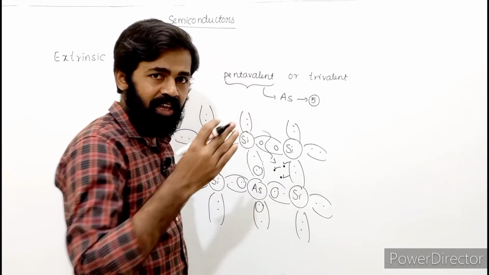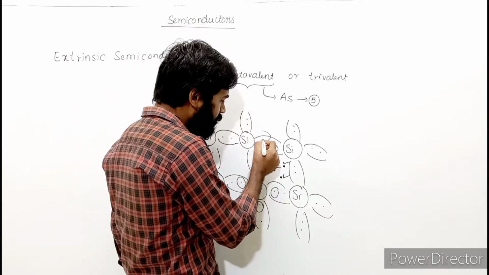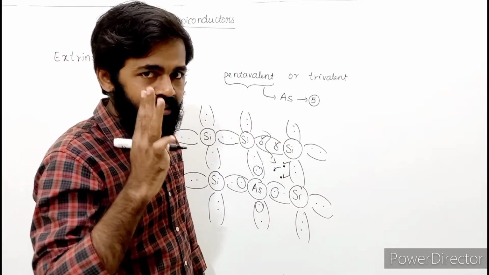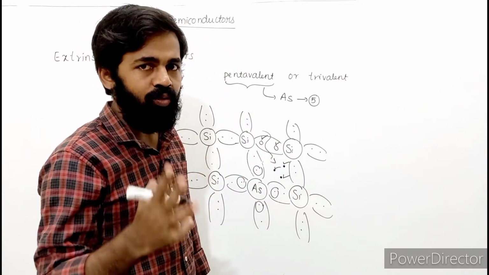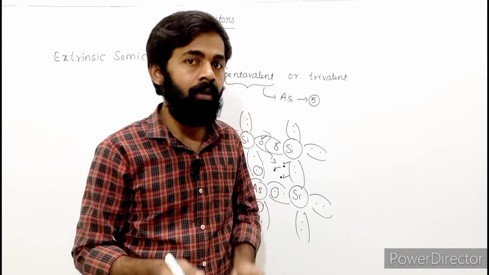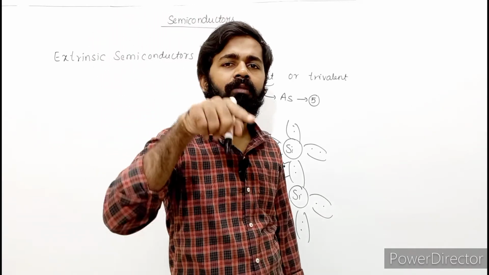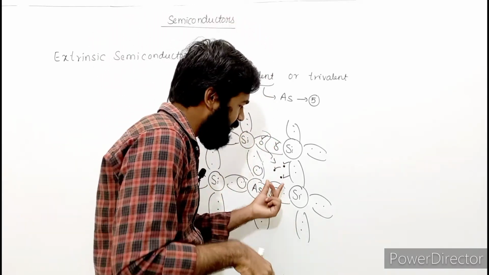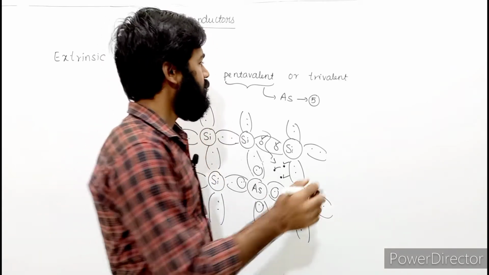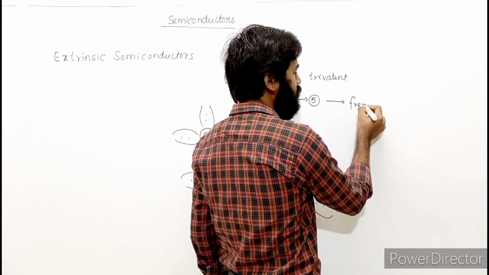Okay, there are 3 free electrons, but how many holes? We have 2 holes. There are 3 free electrons but 2 holes. It means number of free electrons is more here. But in case of intrinsic semiconductors, number of free electrons was equal to number of holes. Now here you can see number of free electrons is more.